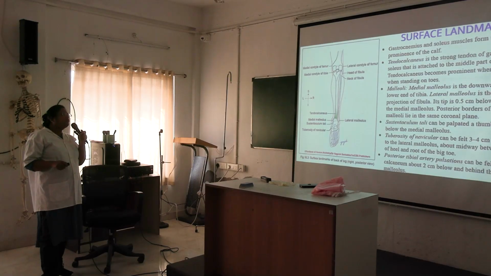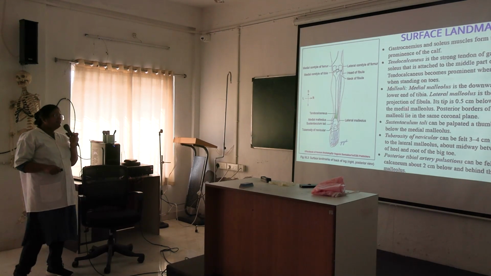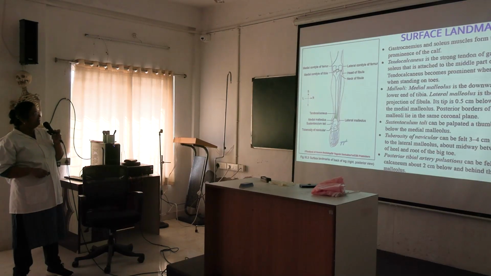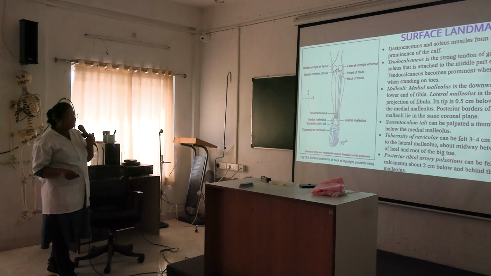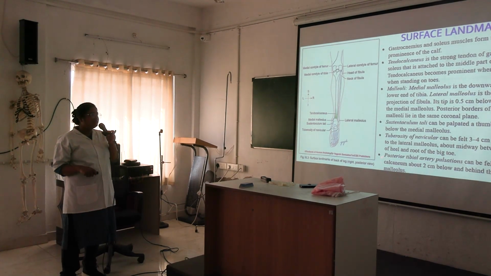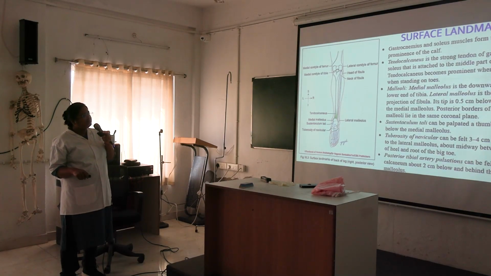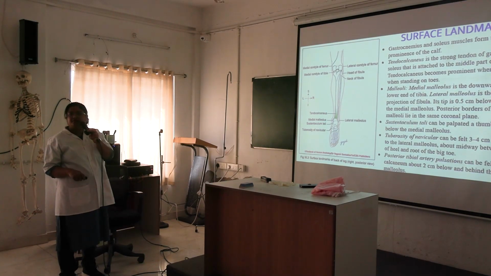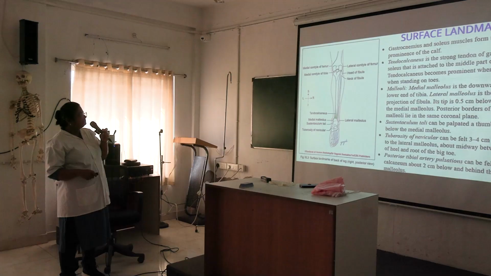You can feel the common tendon of gastrocnemius and soleus, that is known as tendocalcaneus. Two malleoli you can feel, lateral and medial malleoli. Sustentaculum tali. Here is the sustentaculum tali, tuberosity of the navicular, and sometimes you can feel the posterior tibial artery pulsation can be felt against calcaneum about 2 centimeter below and behind the medial malleolus. Okay.